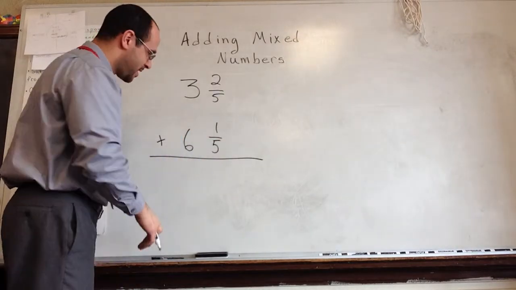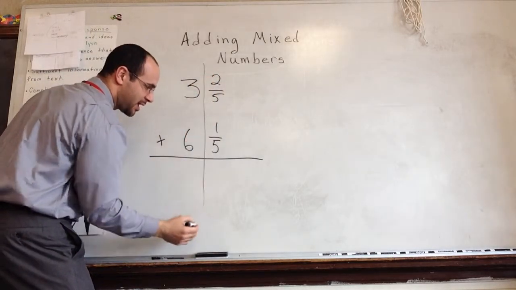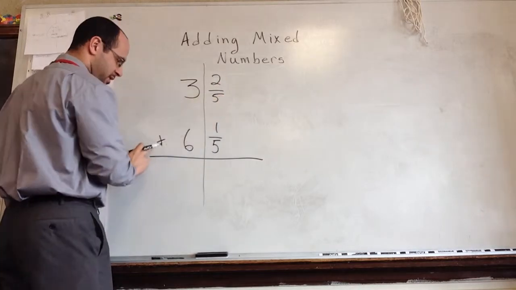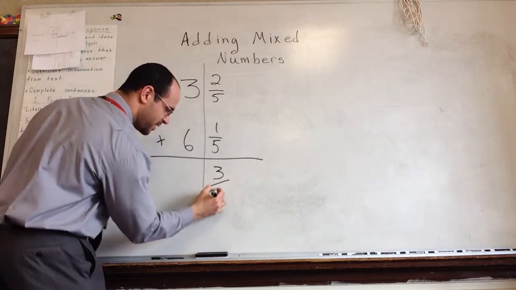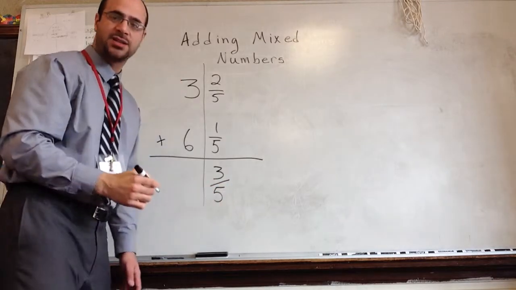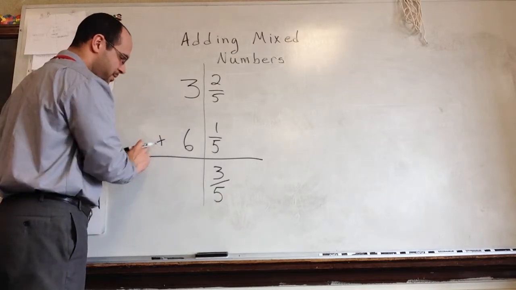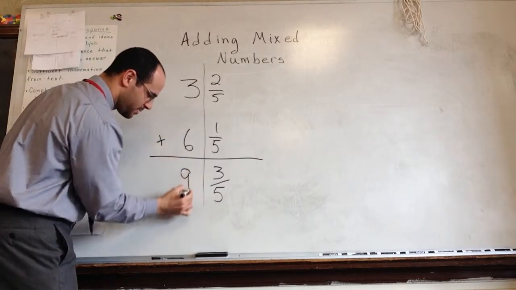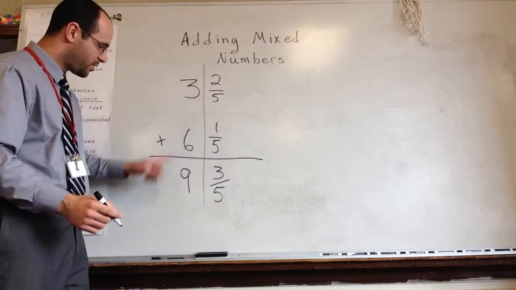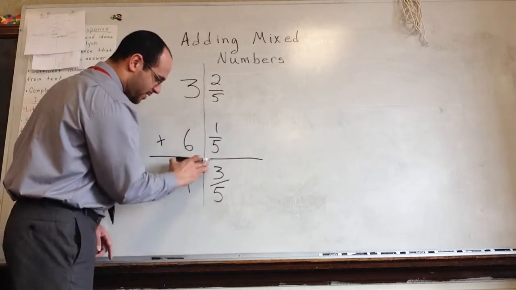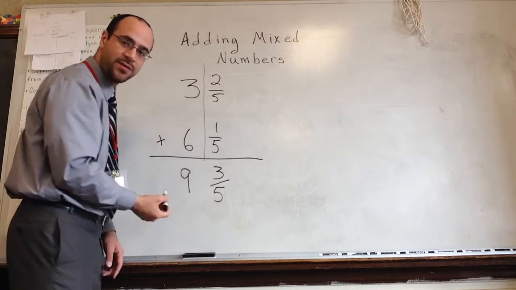So let's try that. So here we have 2/5. I'm going to separate these really quickly with a thin line. 2/5 plus 1/5 is 3/5. If you go back to the video from adding fractions, you'll know how to do that. And then I just do my regular whole number adding. 3 plus 6 is 9. So here I have my fractions first, then my whole numbers second, and then if I want to erase that little line, I can. My answer is 9 and 3/5.